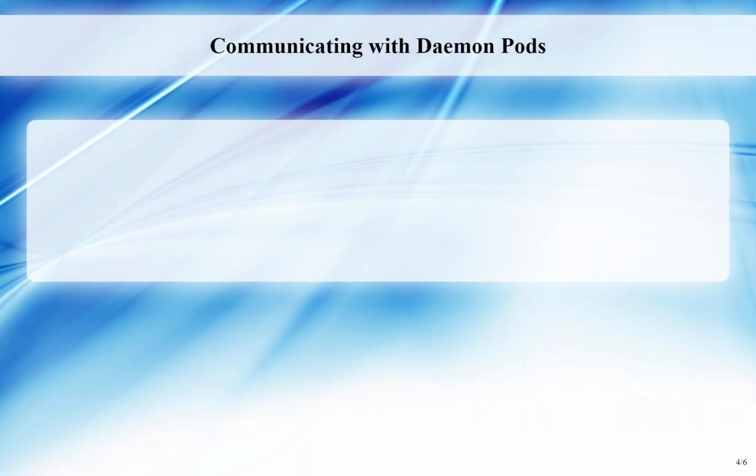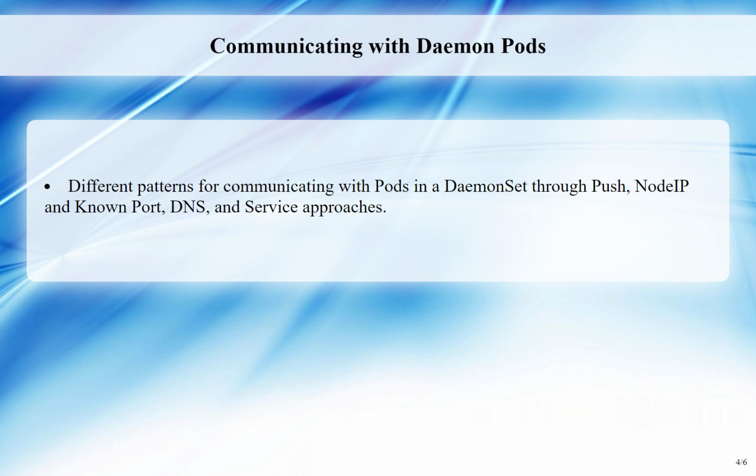Communicating with daemon pods. Possible patterns for communicating with pods in a DaemonSet include push, where pods send updates to a stats database without clients; node IP and known port, where host port is used for pods to be reachable via node IPs; DNS, where a headless service is created for discovering DaemonSets; and service, where a service with the same pod selector allows reaching a daemon on a random node without being able to reach a specific node.